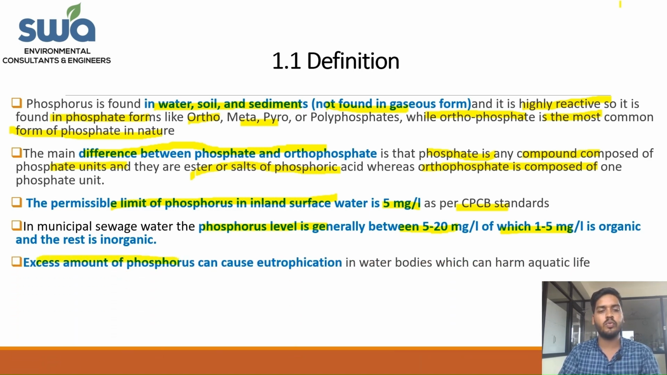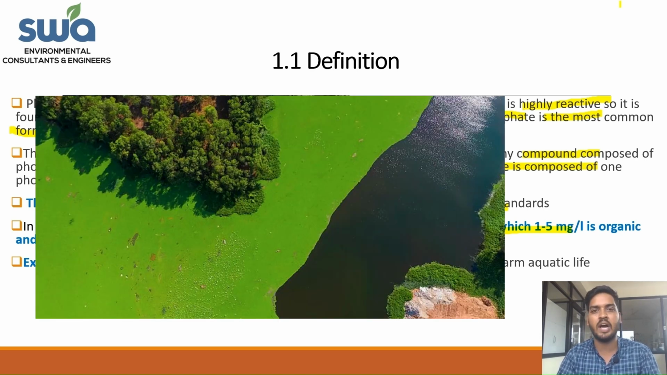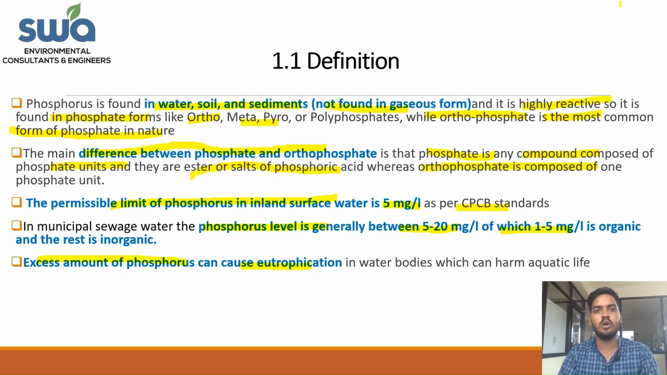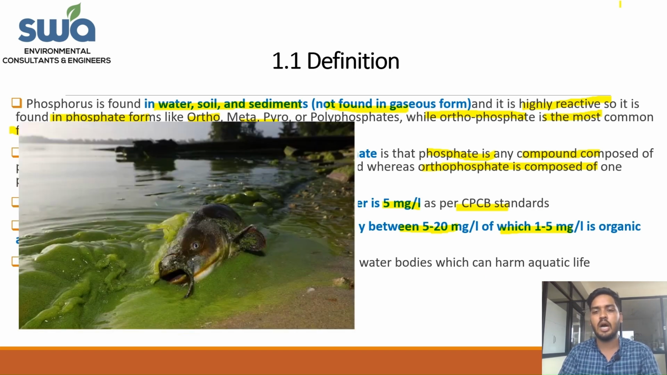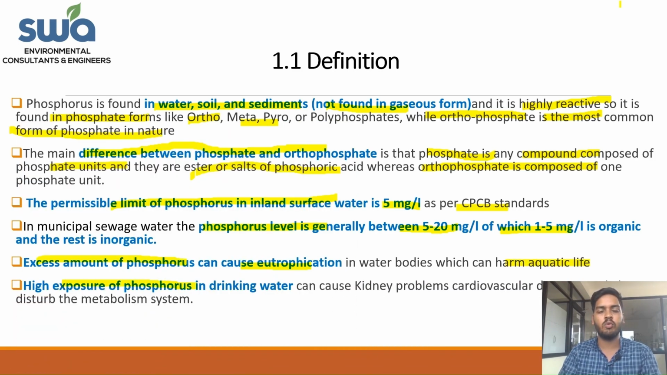Excess amount of phosphorus can cause eutrophication in water bodies. Eutrophication is when the water body witnesses a sudden bloom of algae on the surface, so sunlight and oxygen cannot pass through. The resulting lack of oxygen and sunlight in the water body eventually harms aquatic life. High exposure to phosphorus in drinking water can cause kidney problems, heart disease, and it also disturbs the metabolic system. So this was the basic information about phosphate.